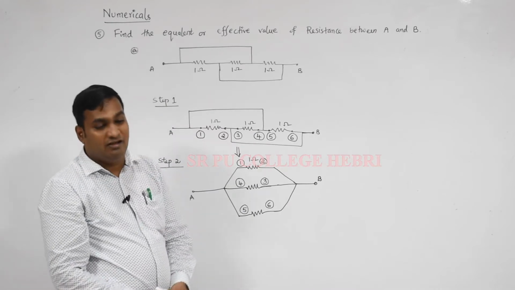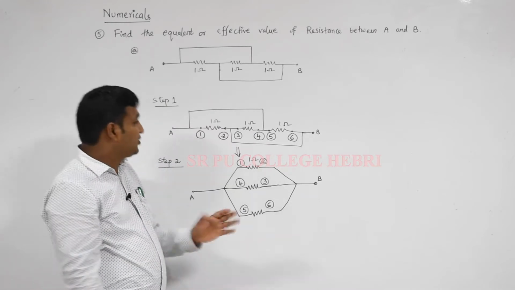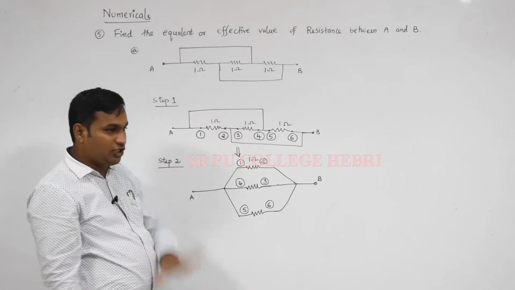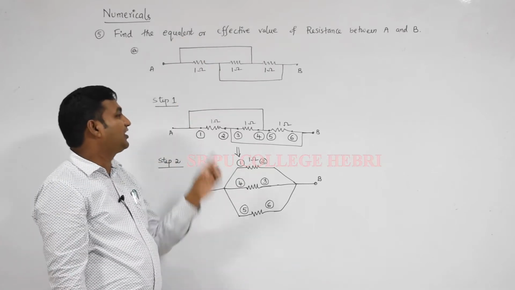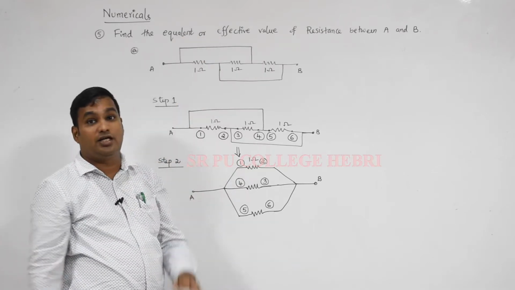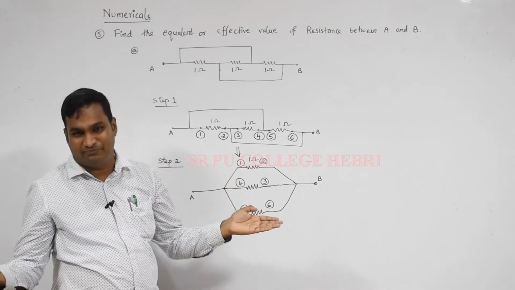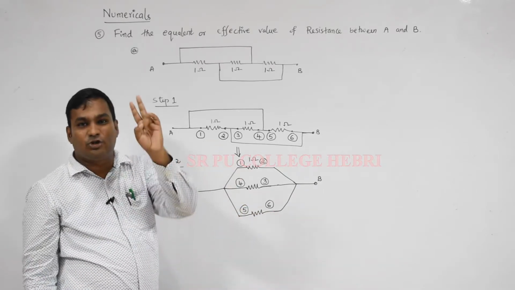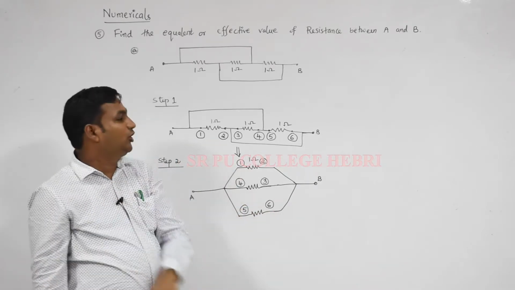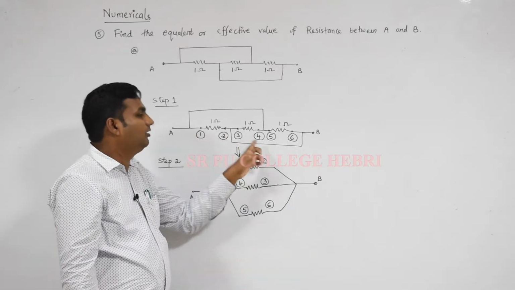Just see the circuit clearly. Dear student, this one is the given circuit. In step 1, what did I do? In the same circuit I did a numbering for each end. Each resistor has 2 terminals. For every terminal I indicated the number like this.